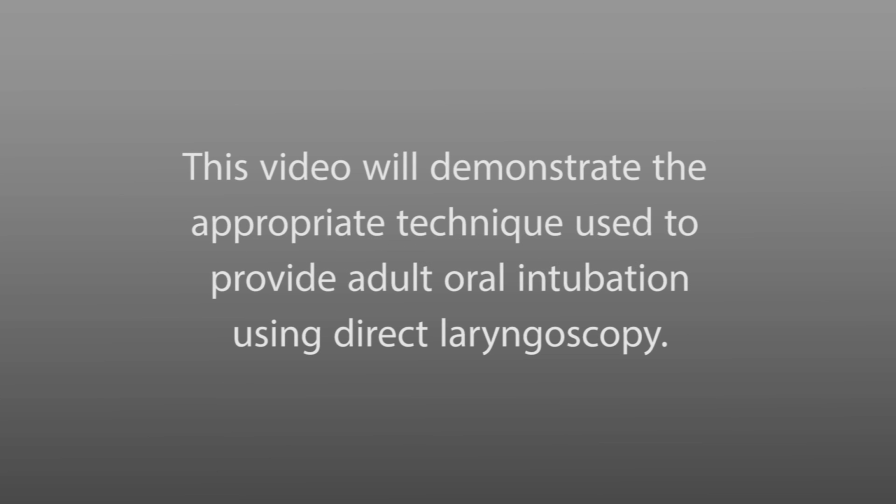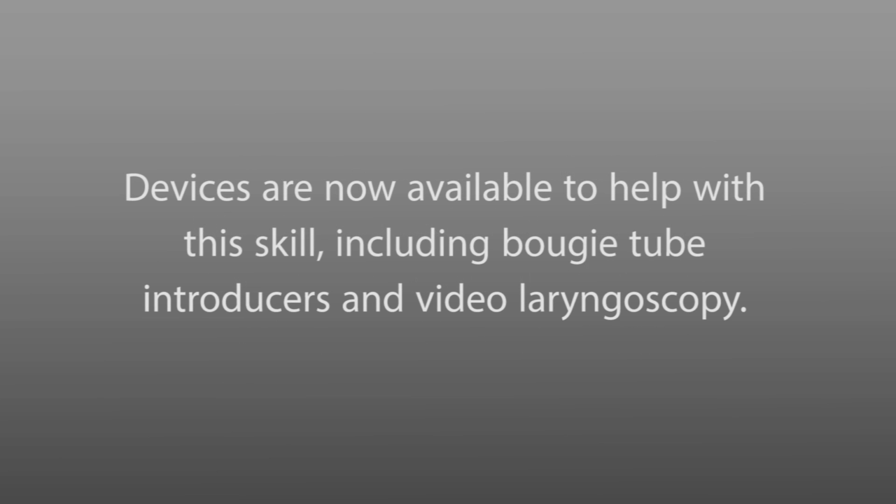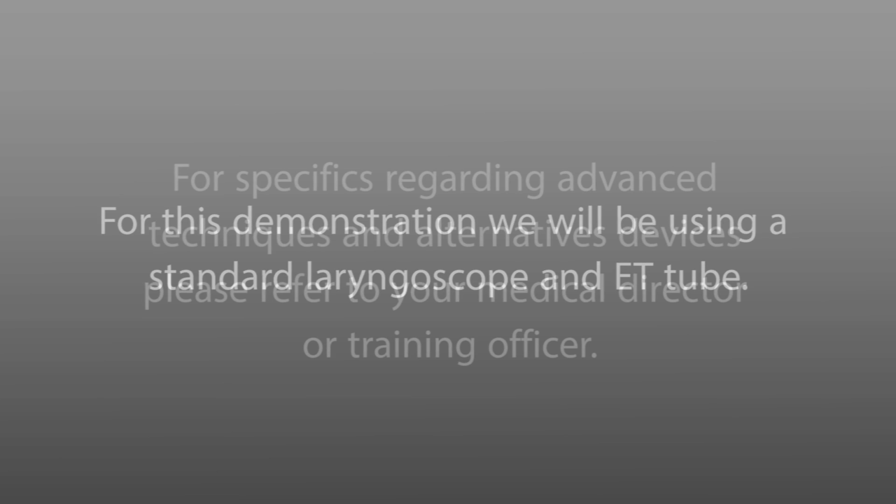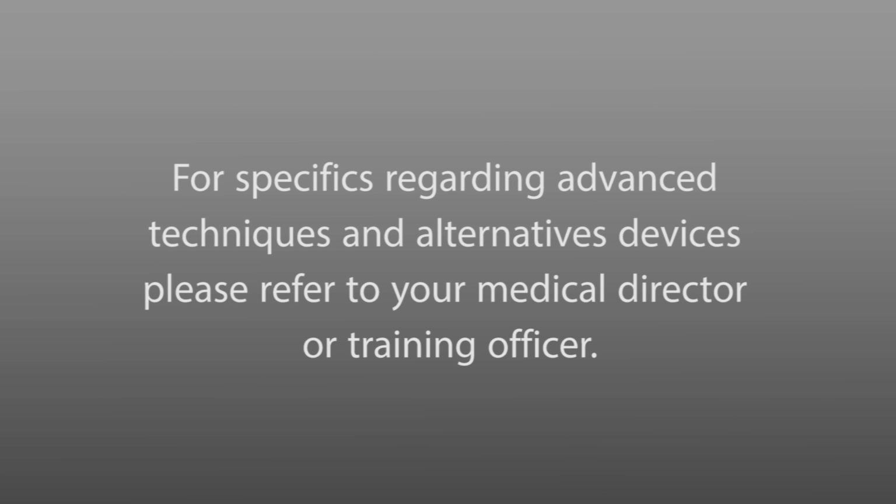This video will demonstrate the appropriate technique used to provide adult oral intubation using direct laryngoscopy. Devices are now available to help with this skill, including bougie tube introducers and video laryngoscopy. For this demonstration, we will be using a standard laryngoscope and ET tube. For specifics regarding advanced techniques and alternative devices, please refer to your medical director or training officer.